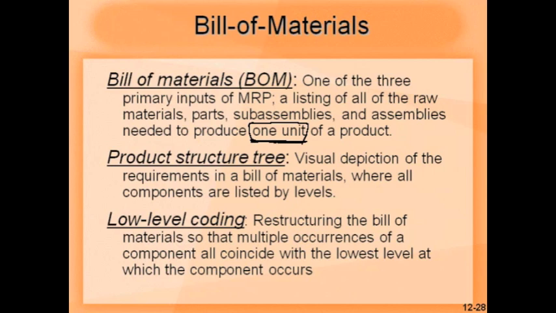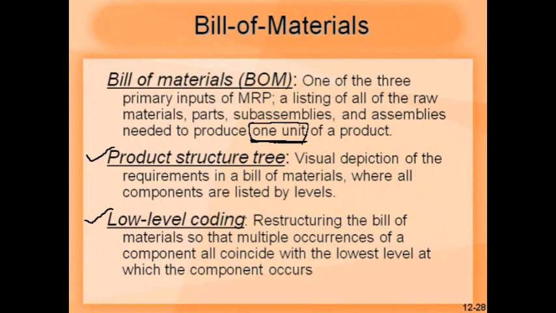To apply the bill of material concept, sometimes we use what is called a product structure tree. This is a visual depiction of the requirements in a bill of materials, where all components are listed by levels. There is a low level coding, which means restructuring the bill of materials so that multiple occurrences of a component all coincide with the lowest level at which the component occurs. This is a technique or coding used to make things simple.